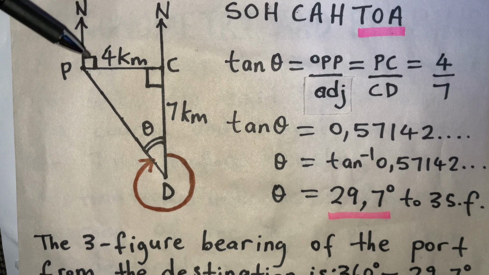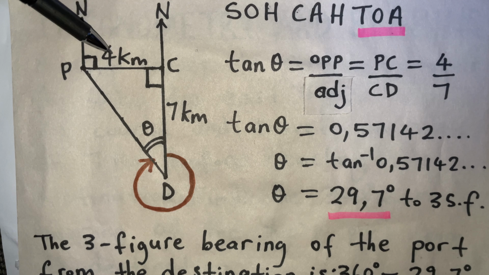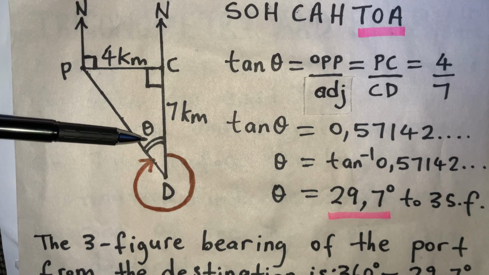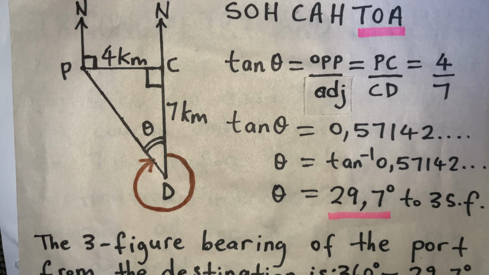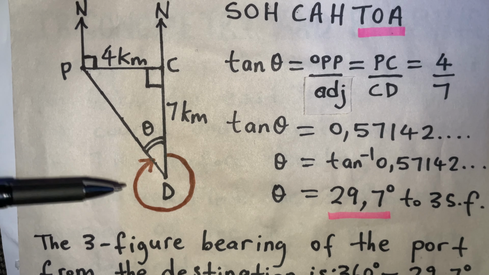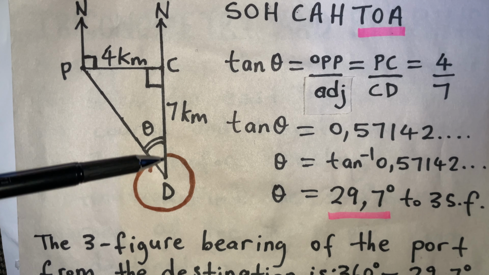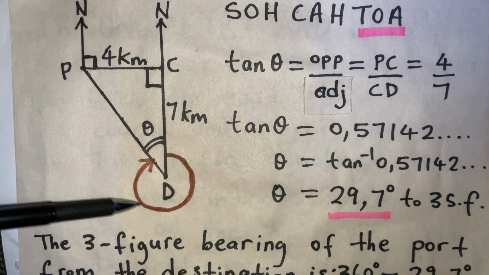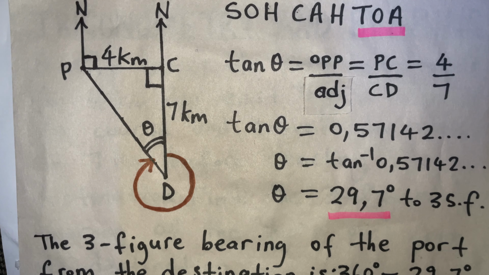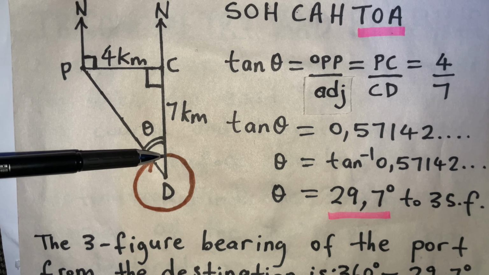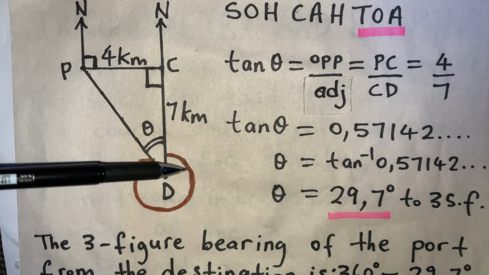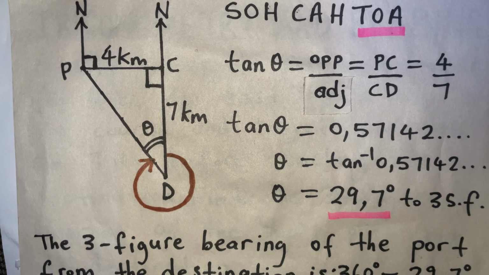So 4 kilometers is the opposite side because it is opposite this acute angle theta, and 7 kilometers is the adjacent side. Okay, but my three-figure bearing is this angle which starts from north and then turns clockwise till we touch the line which goes to P. That's the bearing of P from D. The bearing of P from D is this angle which starts from the north arrow, turning clockwise till we touch the line which goes to P.